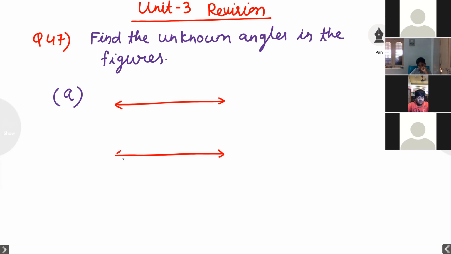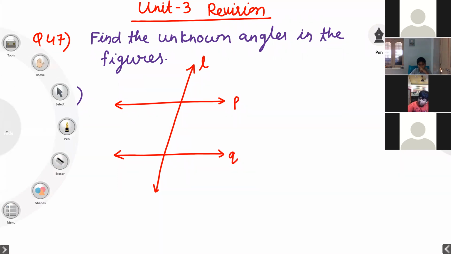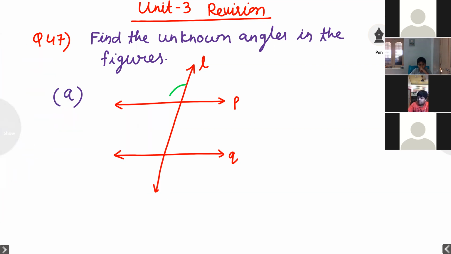These two are the parallel lines, and one line is intersecting the two. If one line is intersecting two or more points, that is called a transversal line. We can take any name, L, PQ. Now I want to find the unknown angle. Draw this figure very clearly, everyone.